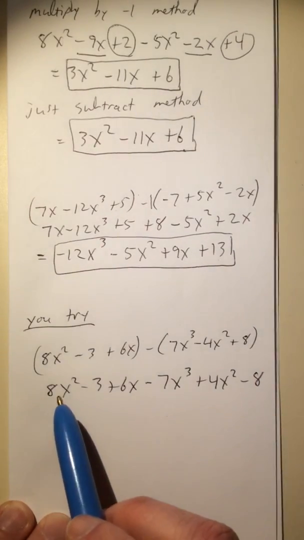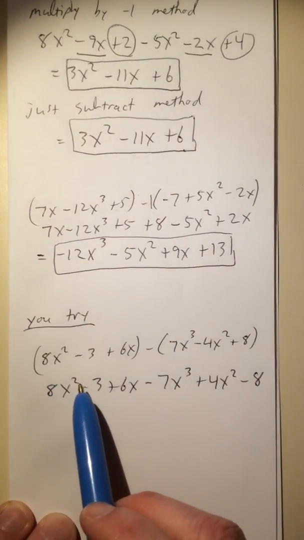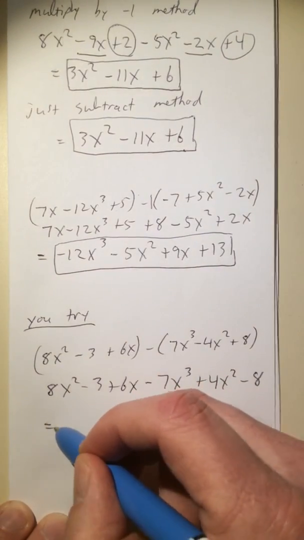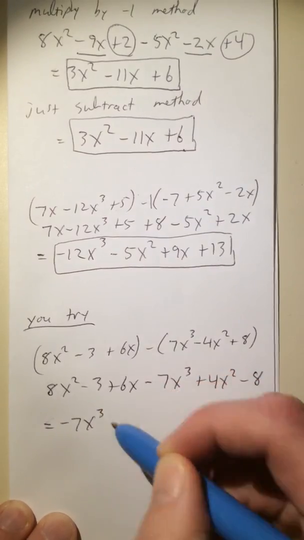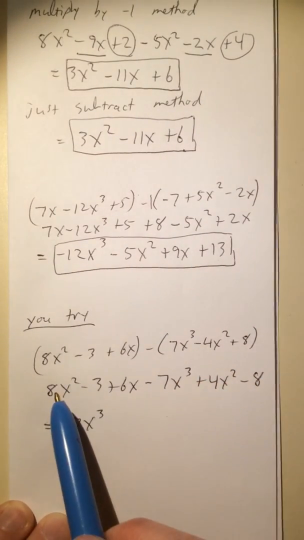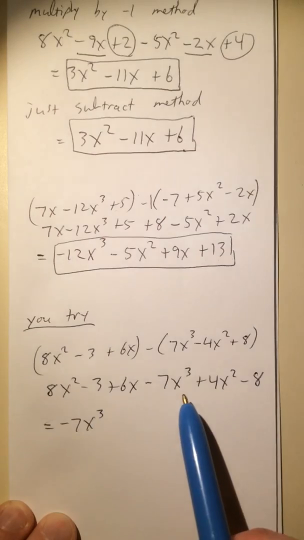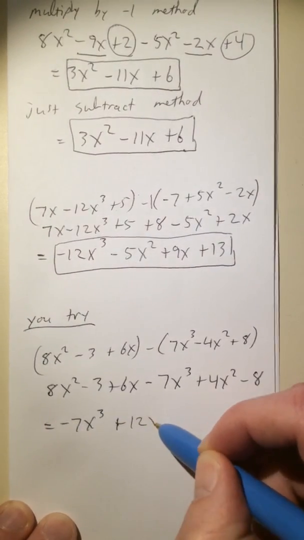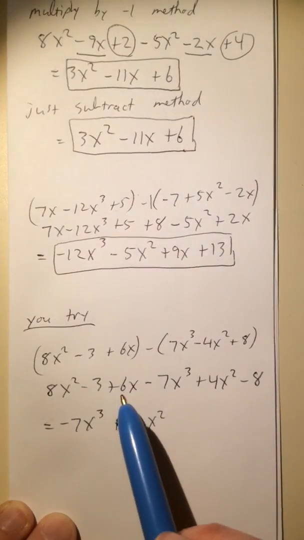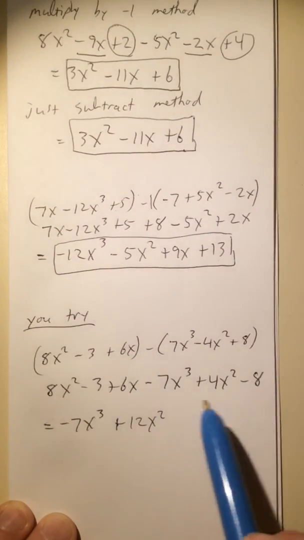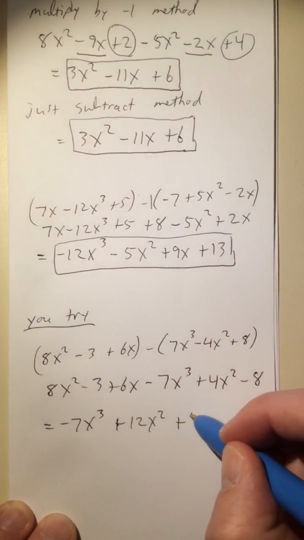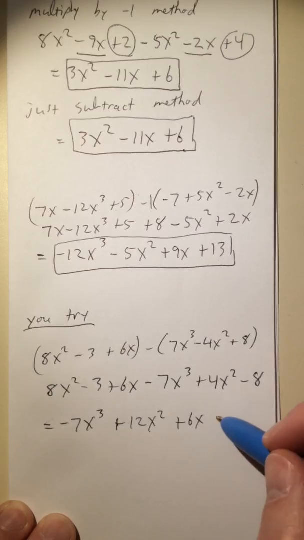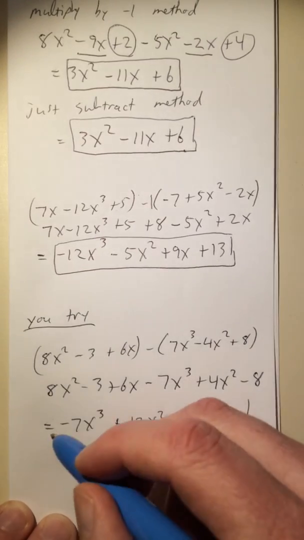And then we just collect all the like terms. So we look for the highest power, which is x cubed, and we got a -7 of those. So we got negative 7x cubed. And then we go to the next highest power, which is squared, and we got 8x squared here and 4x squared there, so 8 and 4 makes 12, plus 12x squared. And we got 6x and no other x's, so that's a plus 6x. And we have a -3 and a -8 to make -11. And hopefully that's what you got.